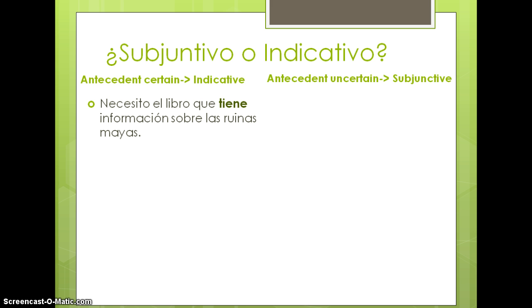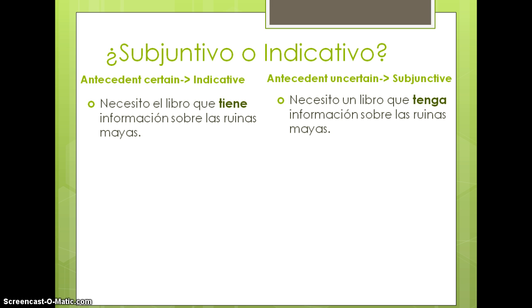Necesito el libro que tiene información sobre las ruinas mayas. Necesito un libro que tenga información sobre las ruinas mayas. In our first sentence, I need the book that has information about Mayan ruins. I know this book exists. The second, I need a book that has information about Mayan ruins. I'm not sure if it exists, so I need to use the subjunctive.